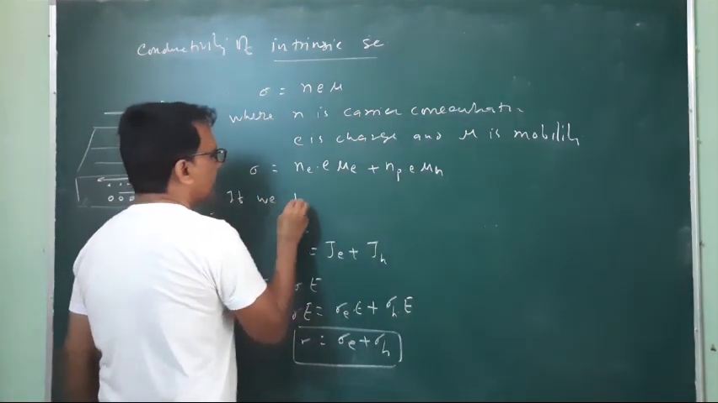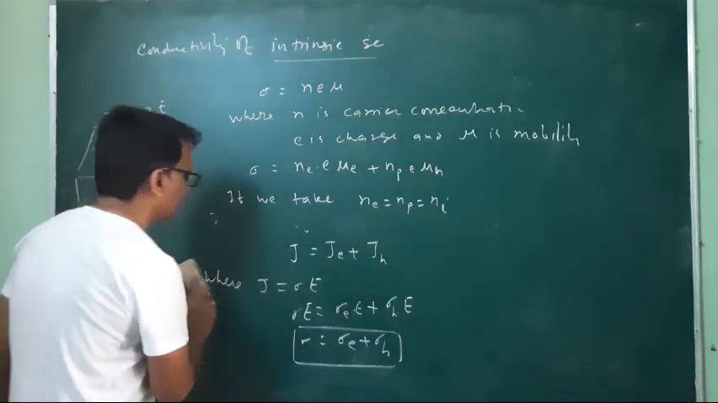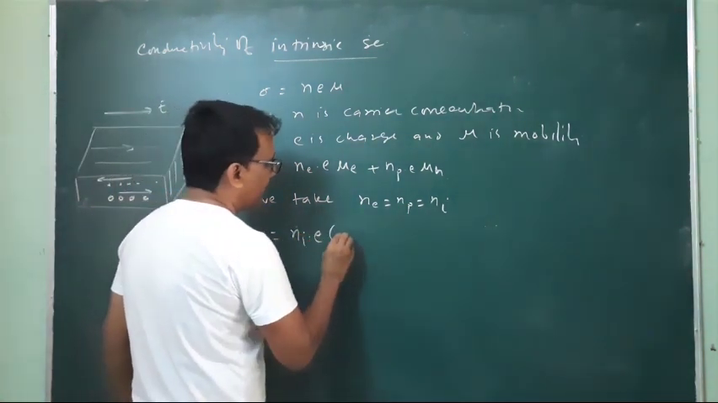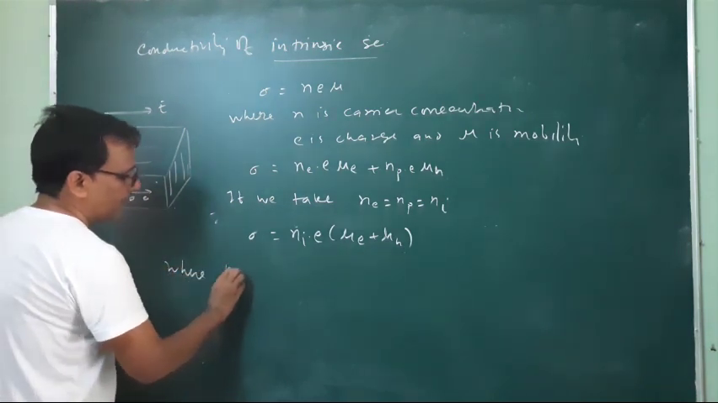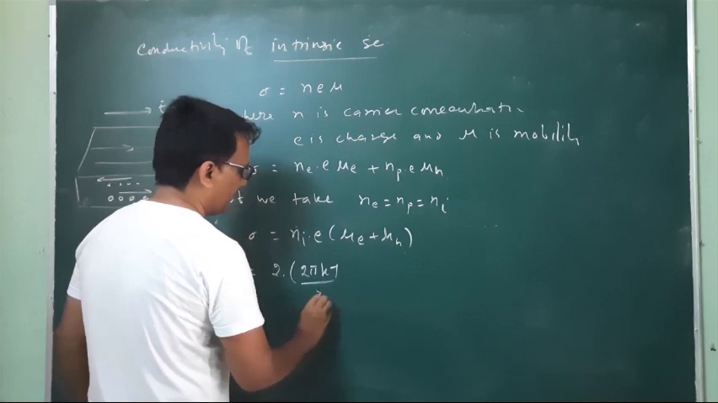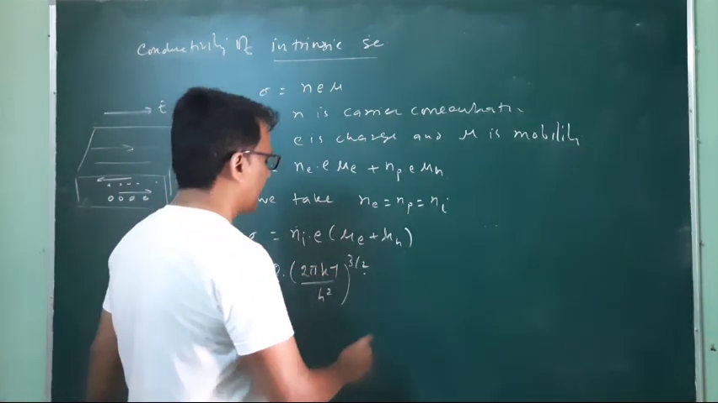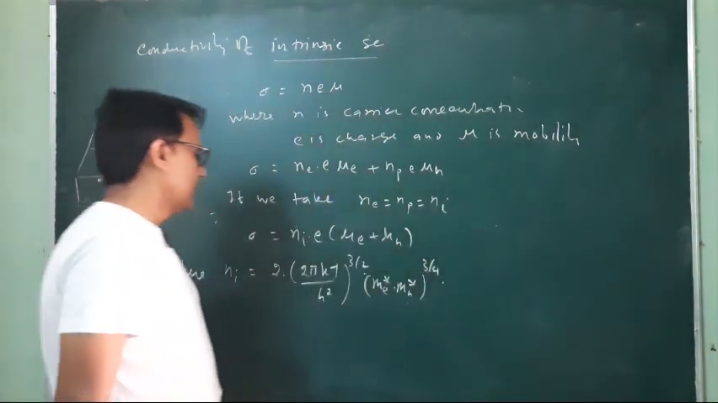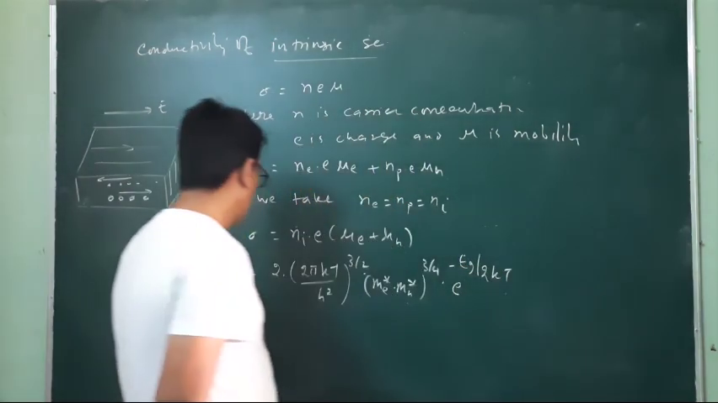And if we take N_e equal to N_p equal to N_i, then one will have sigma equal to N_i e times (mu_e plus mu_h). And recently we have calculated this N_i as equal to 2 times (2 pi kT by h square) to the power 3 by 2. If we take separately the effective mass of hole and electron, then one will have Me star multiplied by Mh star to the power of 3 by 4. And there is also another term related to the forbidden energy gap, exponential of minus Eg by 2kT. So this is N_i.